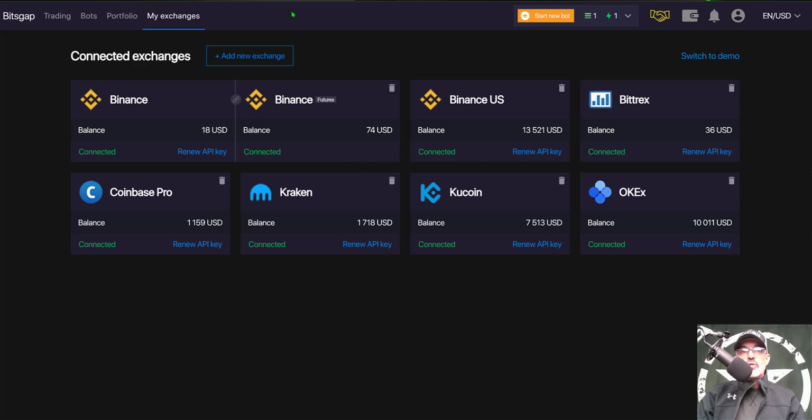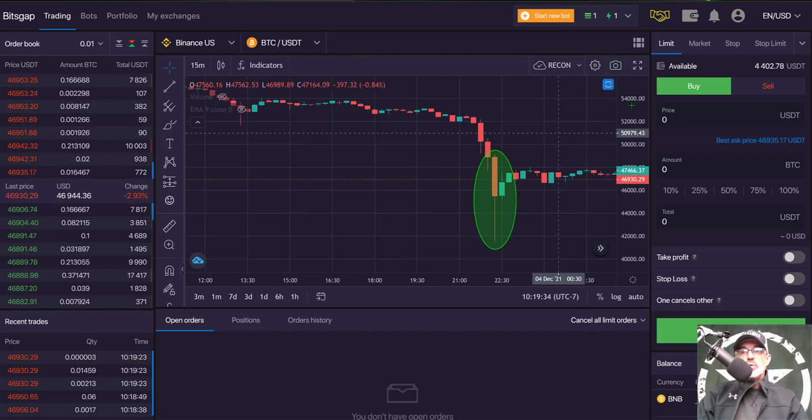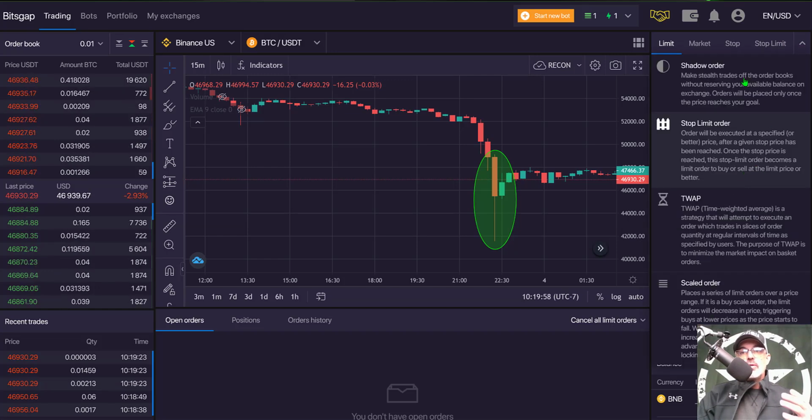From here, you just want to go over to the trading terminal, and that is where it says Trading up here in the top toolbar. Give that a click, and that will bring you over to the Bitsgap trading terminal. From the trading terminal, you can select the different types of orders. They have your traditional limit order, market order, stop limit. However, if you toggle this little arrow down, you will find a list of other types of orders that can help you automate your day trading. And in this case, we will be looking at the shadow order.